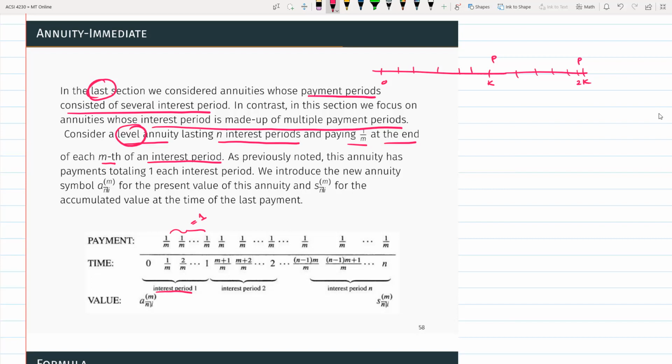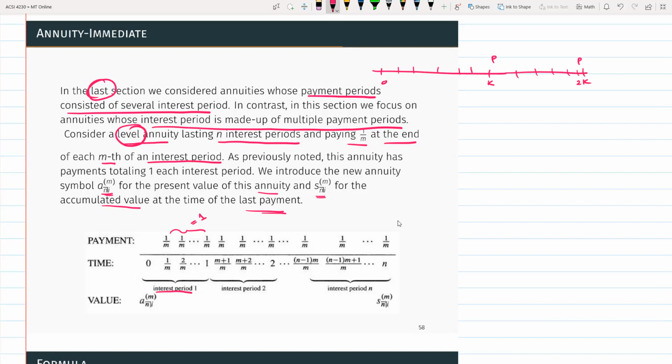As previously noted, this annuity has payments totaling 1 each interest period. We introduce a new annuity symbol for the present value of this annuity, and this symbol for the accumulated value at the time of the last payment. Now we want to know how to calculate the present value.